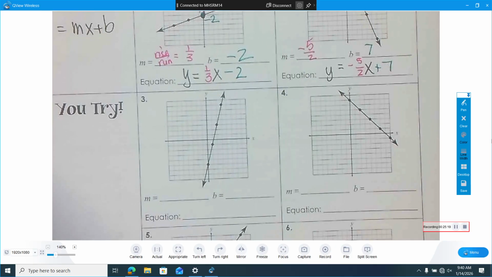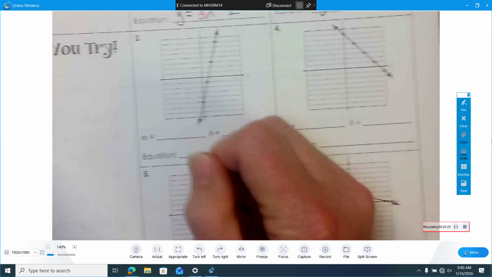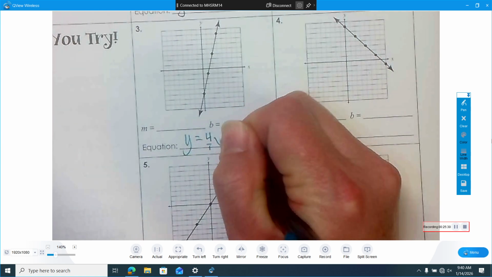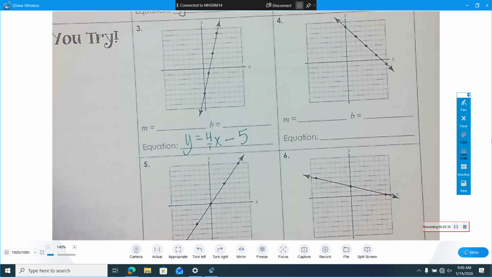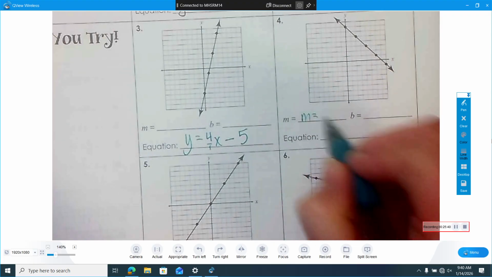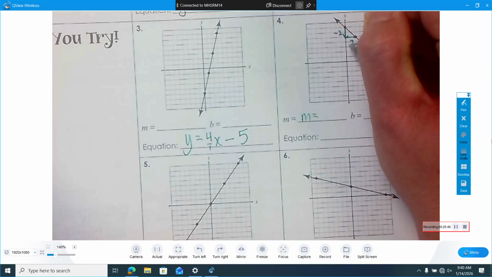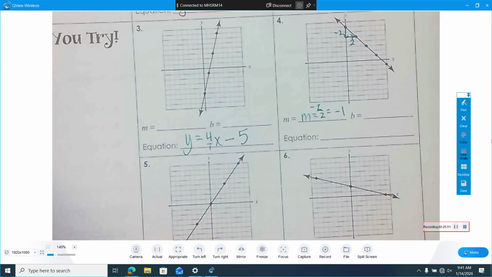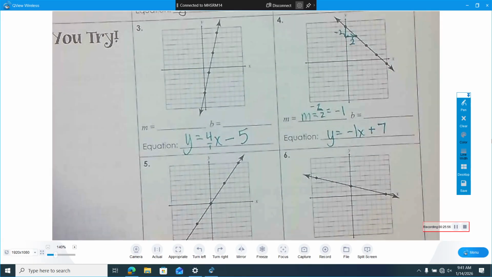What did you get for number 3? What for your equation? Y equals, yeah, 4 over 1 or 4x is the same thing, so that's very good. And then minus 5, very good. What was the slope for number 4? Yeah, negative 2 over 2, which reduces to negative 1. So this equation would be negative 1x plus 7.